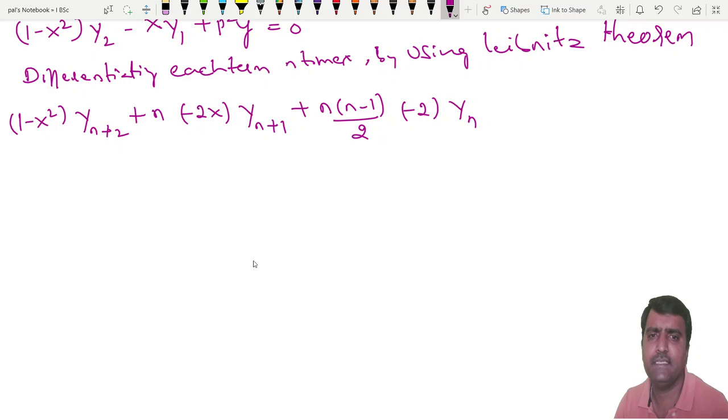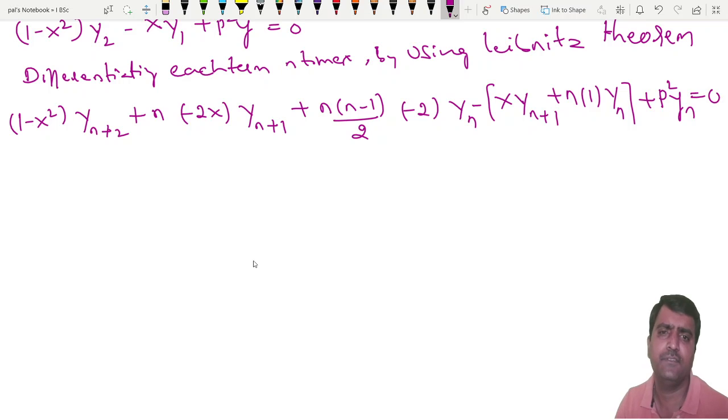So next, minus of nth differentiation of x y1 is x into yn plus 1, plus next step, n comes. Differentiation of x is 1, reduce the order by one and it becomes yn. Plus p square into differentiation of y n times, it gives yn, is equal to 0.